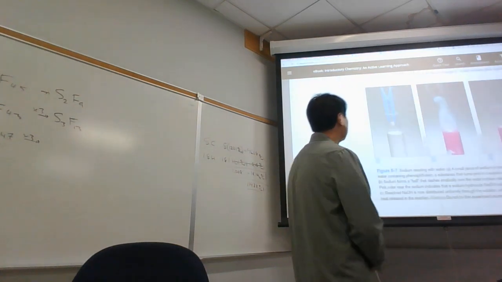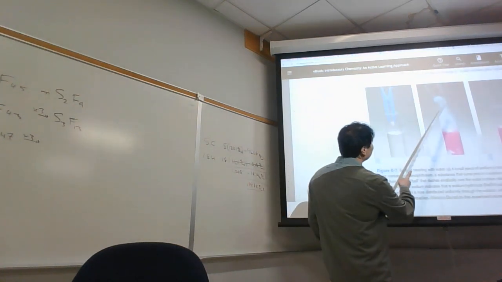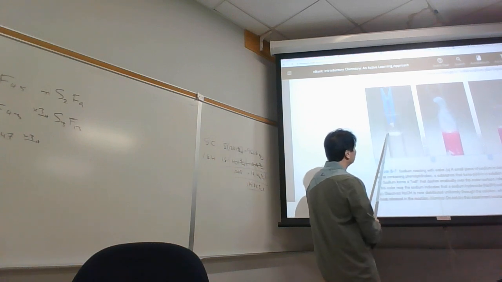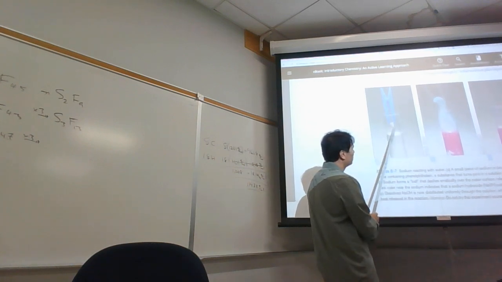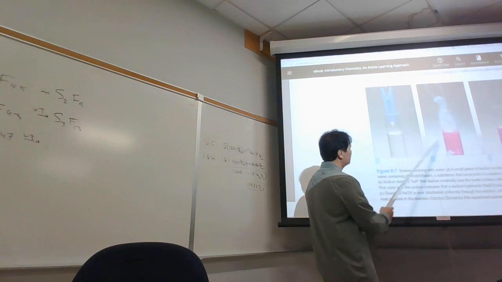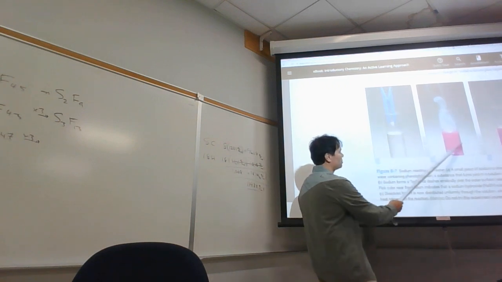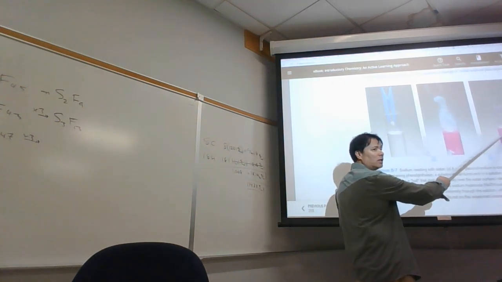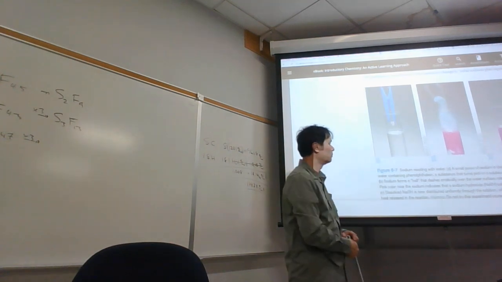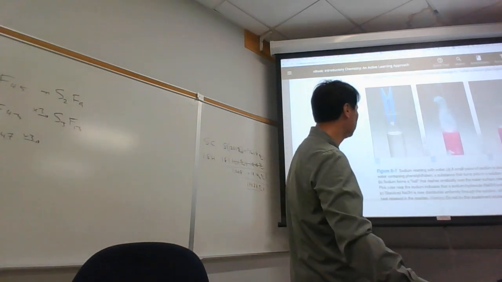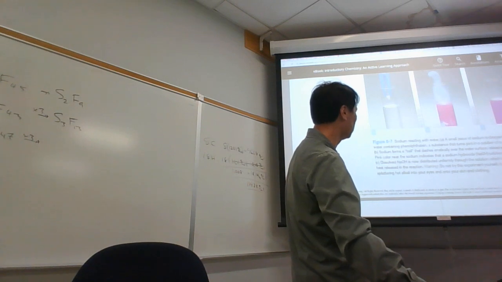How about this? Sodium metal dropped into water. This is chemical, because we don't have a chunk of sodium there anymore. In fact, there's no solid left, just liquid. Also, the color change you can see, but the color change is not due to that.